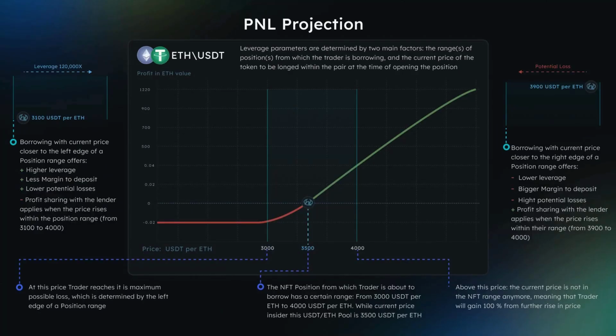Let's talk a bit about a P&L projection. Leverage parameters are determined by 2 factors: the ranges of positions from which the trader is borrowing and the current prices of the tokens within the pair at the time of opening the position.